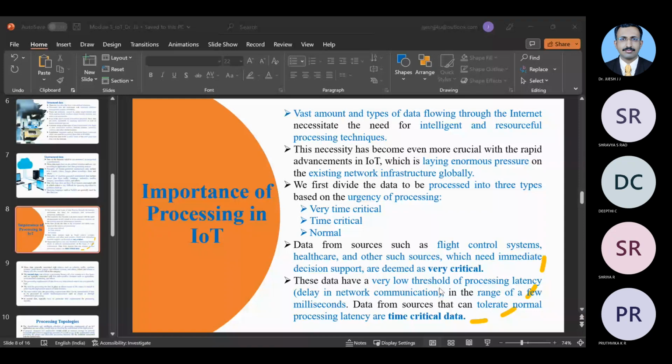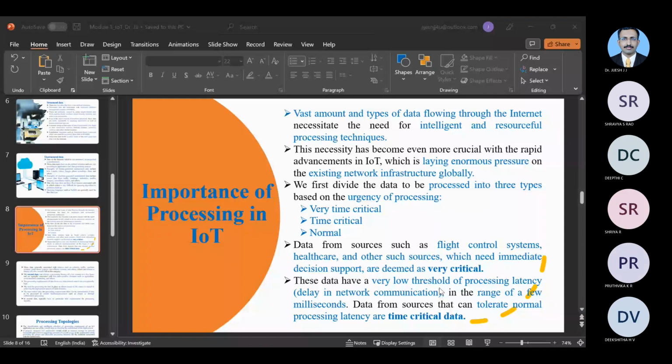It is of three types based on the urgency of processing. Some has to be processed very fast. It is not necessary to process all the information faster. Some of the information can be processed at a lower speed also, but it is not mandatory that all the information has to be processed at a faster rate. But some of the information is very critical and has to be processed faster.